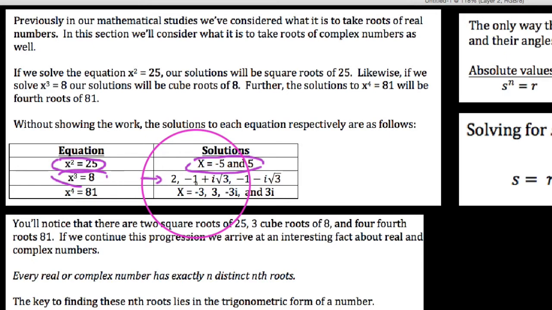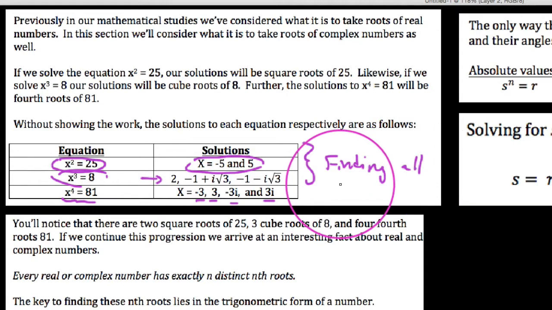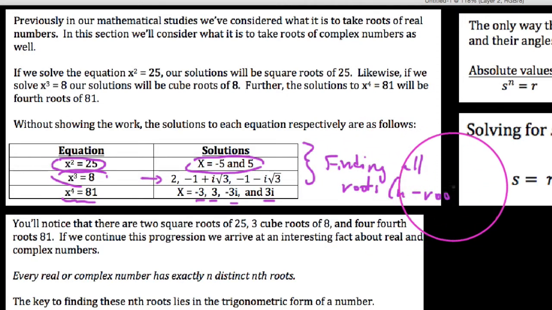I got 2, and then I got negative 1 plus i root 3 and negative 1 minus i root 3, which are complex numbers. And then likewise down here, this was a fourth root that I'd have to take to solve it. So I get 4 solutions, positive and negative 3, but also positive and negative 3i. So here's the deal. What we're going to do is engage ourselves in finding all of these up front. So, finding all roots. And I'm going to say n roots, okay, because we're taking the nth root.